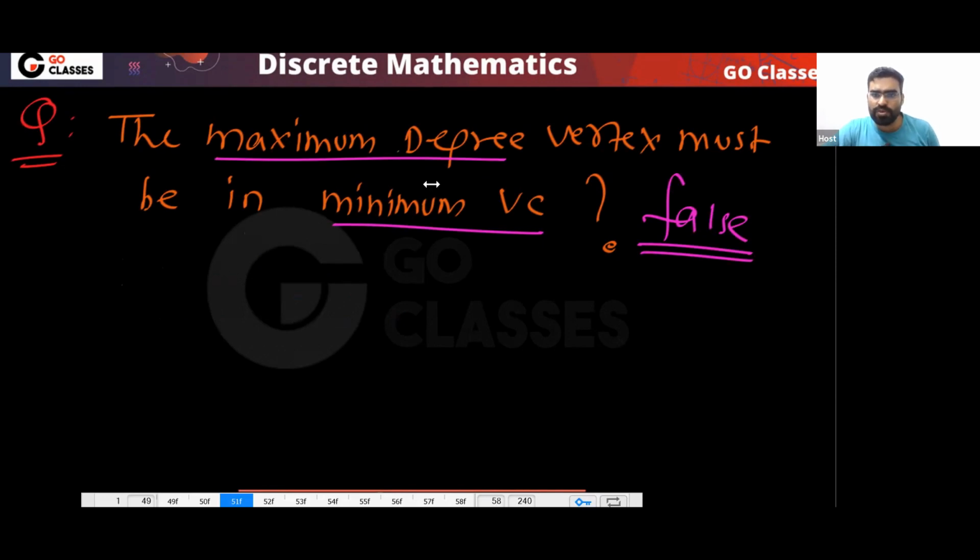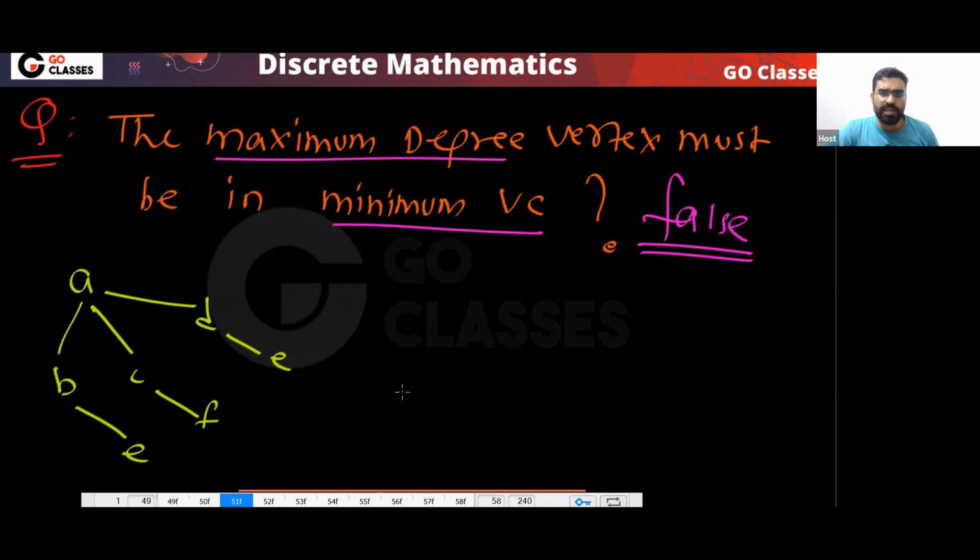No, a star graph is not a counter example. In the star graph, the maximum degree vertex will be in the minimum vertex cover. But you can create a counter example like this: B, C, D, and then you can do E, F, G. Now tell me, which vertex has maximum degree? This vertex has maximum degree; the other vertices are 2, 2, 1, 1, 1.